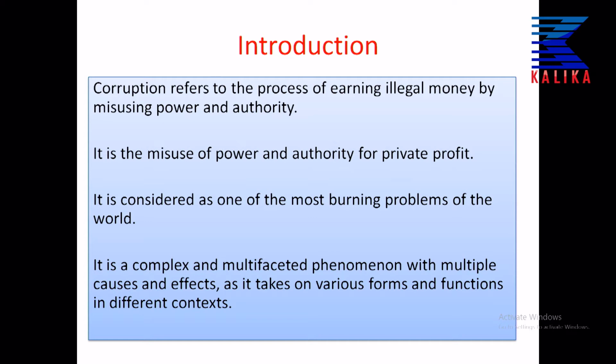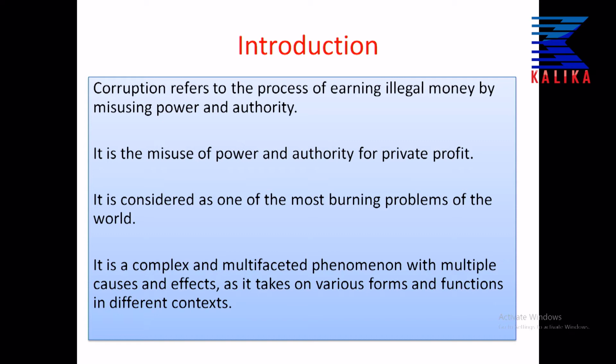So, corruption is considered one of the most burning problems of the present world. Corruption is not seen only in a particular country, but almost in all the countries of the world, and the whole world is suffering from the problem of corruption. We can say corruption is a complex and multifaceted phenomenon with multiple causes and effects, and it takes various forms and functions in different contexts.